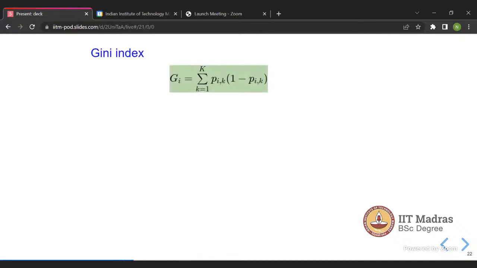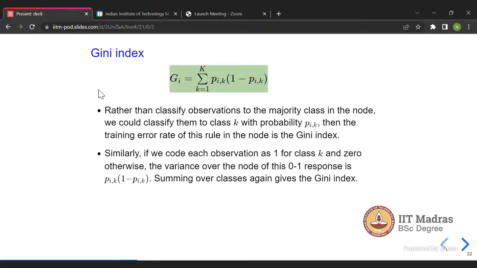So this is one of the misclassification error measures. Next is Gini index. It is defined as the sum over p_ik times (1 minus p_ik), summed over all classes. So we find the proportion for all such classes, and we take the summation of p_ik (1 minus p_ik). So this is Gini index. Gini index captures the randomness, or say the degree of inequality, in that node.